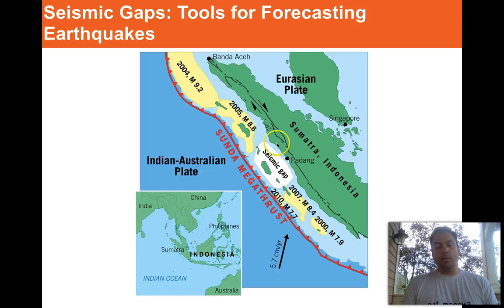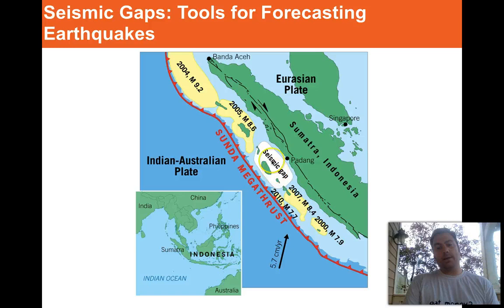Another way that we can do it is to look at where earthquakes have occurred in the past. This would be an example called a seismic gap. Here we see a megathrust fault, which we'll be talking about in a couple of lectures. A megathrust fault is a subduction zone. Here we see a subduction zone that in 2004 generated a magnitude 9.2. This is a very large event. This is the one that killed well over 100,000 people in the Indian Ocean tsunami. But there was also a precursor, a 2000 event that was a magnitude 7.9. 2007 was an 8.4. 2005 was an 8.6. All of these are very large earthquakes.